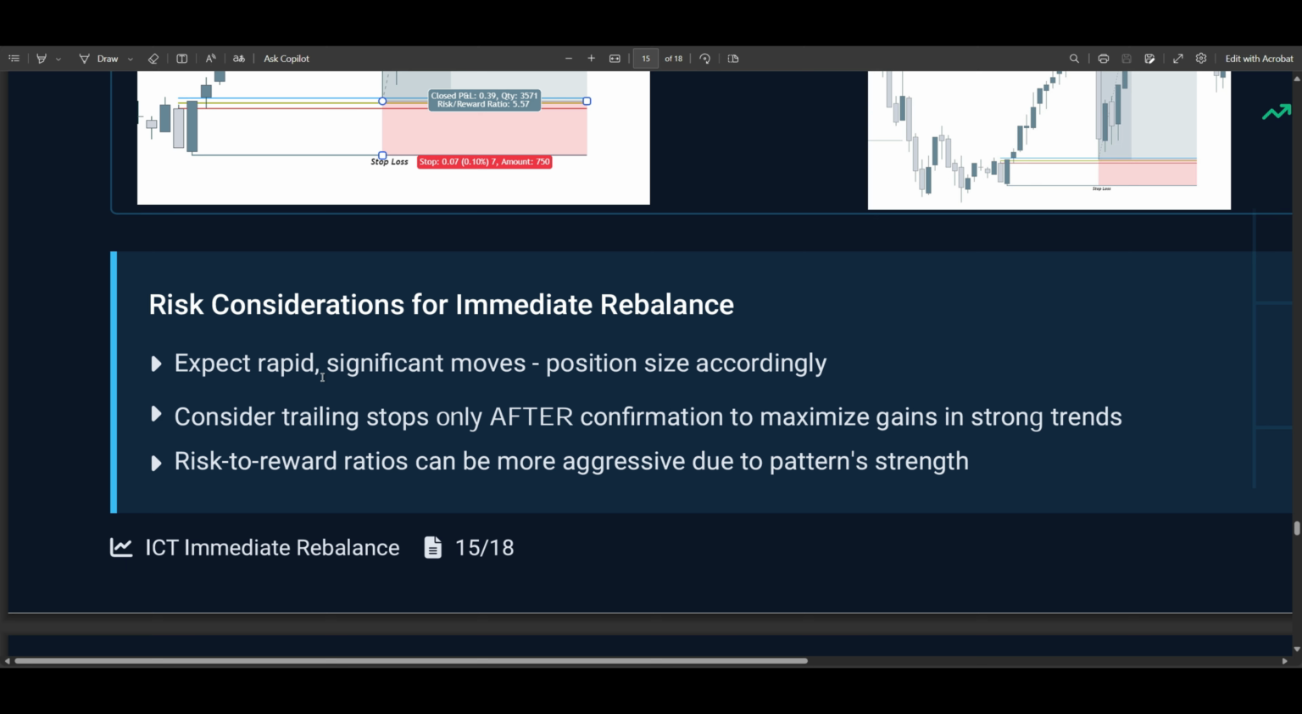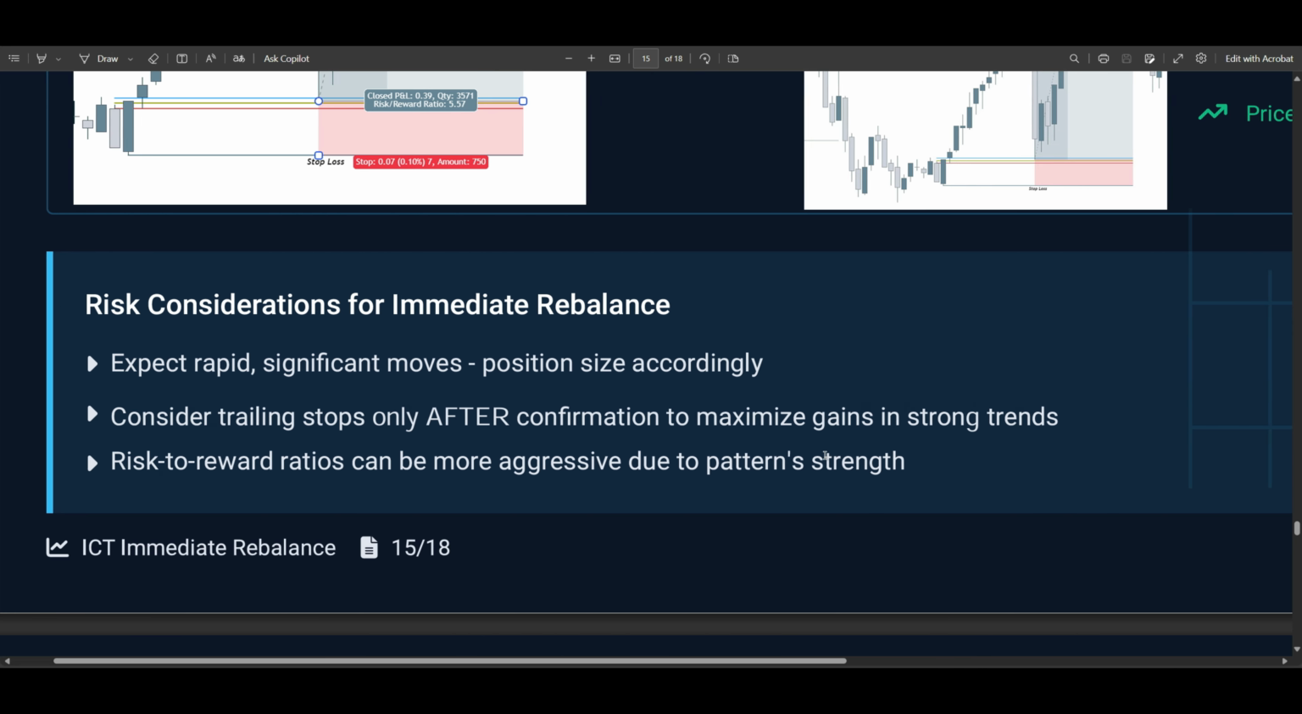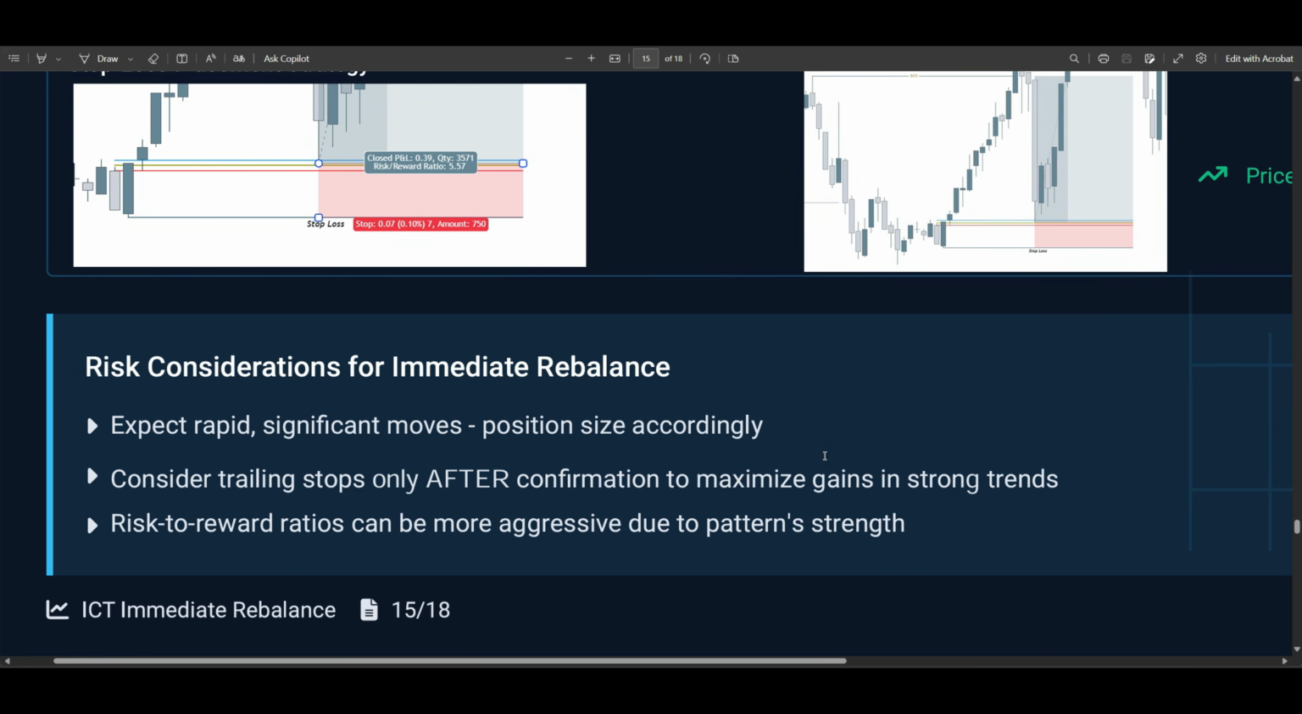Now, some risk considerations for immediate rebalance. You can expect rapid, significant moves, so position size accordingly. Next is consider trailing stops only after confirmation to maximize gains in strong trends. Now, I actually have a video on trailing your stop loss, so you can check that video out and pair it up with this as well.